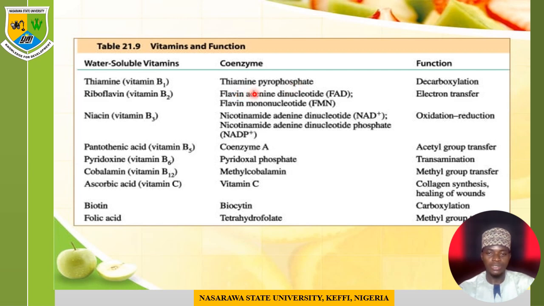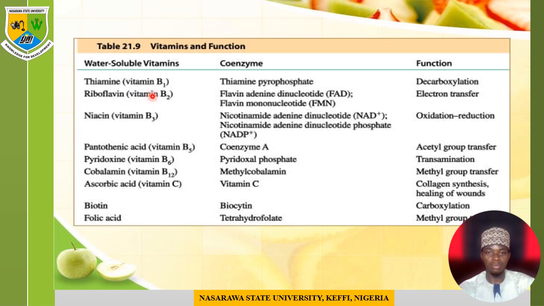This thiamine pyrophosphate is coenzyme for some enzymes in our system, for example, like pyruvate dehydrogenase complex, and it helps in decarboxylation reaction. The function of pyruvate dehydrogenase complex is to convert pyruvate to acetyl-CoA. So in this process, one carbon dioxide is being removed from pyruvate. Pyruvate is a 3-carbon compound, acetyl-CoA is a 2-carbon compound. So decarboxylation reaction, that is the function of thiamine pyrophosphate.